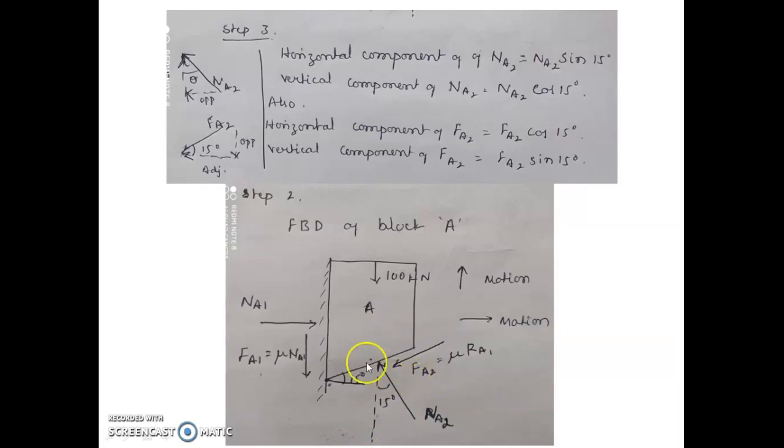FA2 is the second frictional force, the frictional force on the second contact surface. If I want the horizontal component, it will become FA2 cos 15. I will call this FA2, the second frictional force on block A. Then the vertical component will be like this, hence it will become FA2 sine 15 degrees. You can see this from the free body diagram.